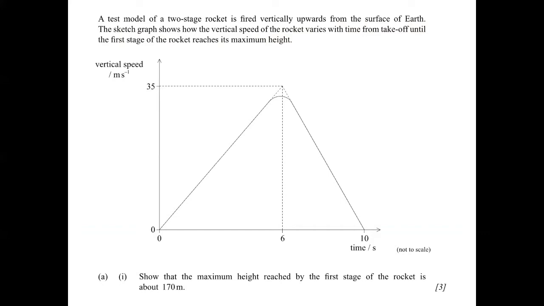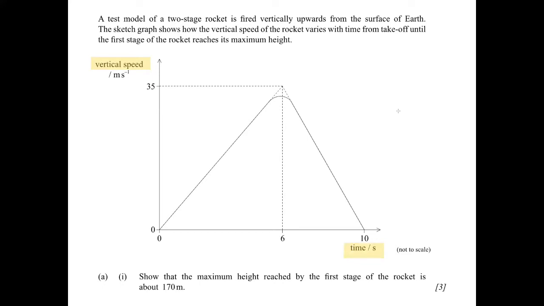A test model of a two-stage rocket is fired vertically upward from the surface of the Earth. The sketch graph shows how the vertical speed of the rocket varies with time from takeoff until the first stage of the rocket reaches its maximum height. This is a speed-time graph.